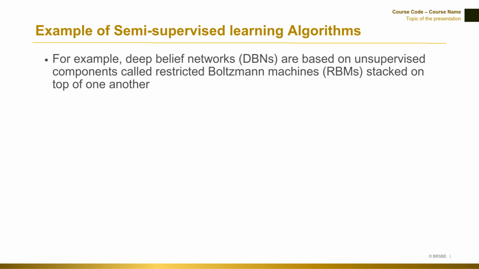The initial layers of the DBN are trained in an unsupervised manner using the unlabeled data to learn the underlying structure and features of data. Once the unsupervised training is complete, the model can then be fine-tuned using the labeled data, allowing it to make more accurate predictions. Semi-supervised learning is particularly beneficial in fields like image recognition, natural language processing, and bioinformatics, where labeled data can be scarce but unlabeled data is abundant.